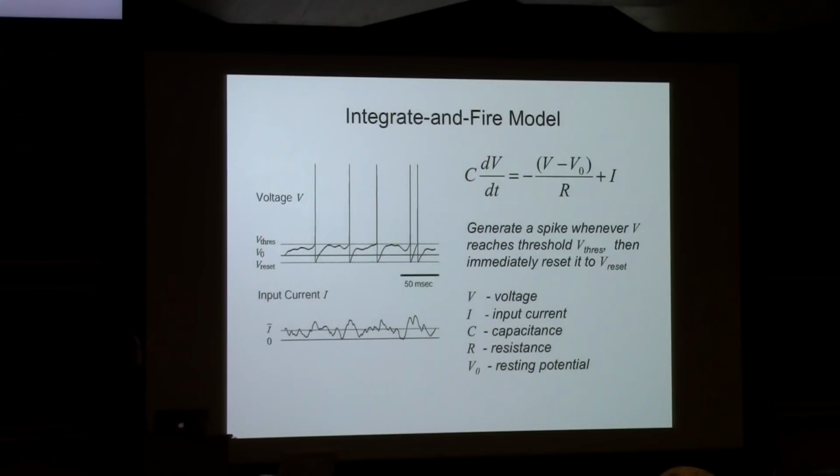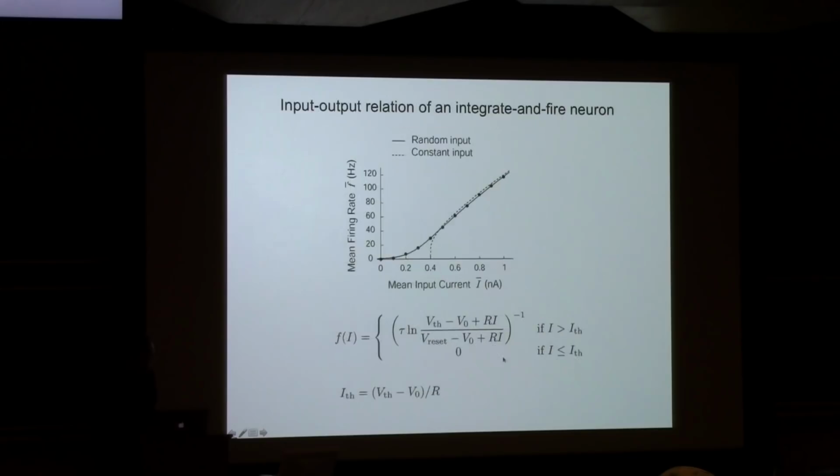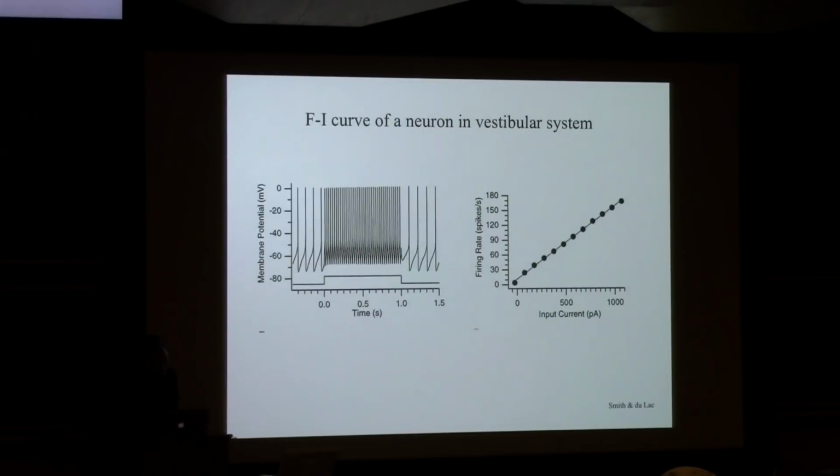That's just an input-output relationship. If you have random input like this, you have an average. Even if on average you are below threshold, once in a while, by random fluctuation, you may reach that threshold. So you get this dotted line like this. The firing rate increases with input, but it doesn't have a hard threshold. It still fires a little bit even with low current input. This is just a very simple model that people use a lot.